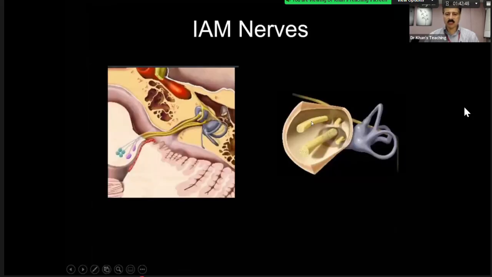So this is the IAM, and these are the 4 nerves which we just covered, and this is the 7th nerve. Should I ask candidate 4, which nerve is this? That's the cochlear nerve. So what is this? And this is the vestibular nerve. And what is this? That's the facial nerve, the one that's on the top.